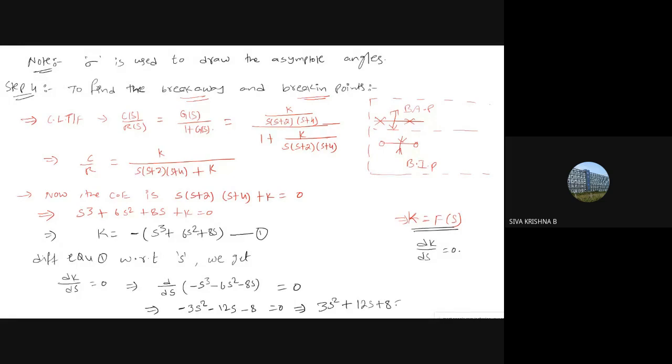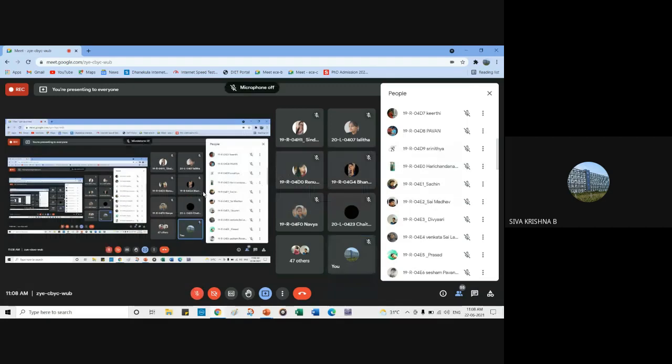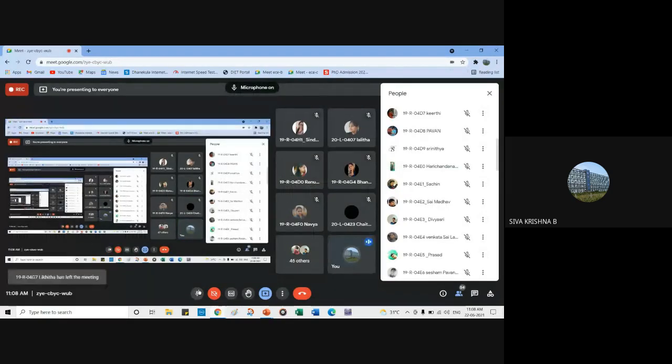12s plus 8 equals 0. So this is the second order equation. Use the formula minus b plus or minus square root of b square minus 4ac by 2a and then tell me the values. That implies s equals to, I am waiting for your values. Use that formula and tell me the roots. Two roots you will get. Do this clearly, just 2 minutes time. Do it fast.